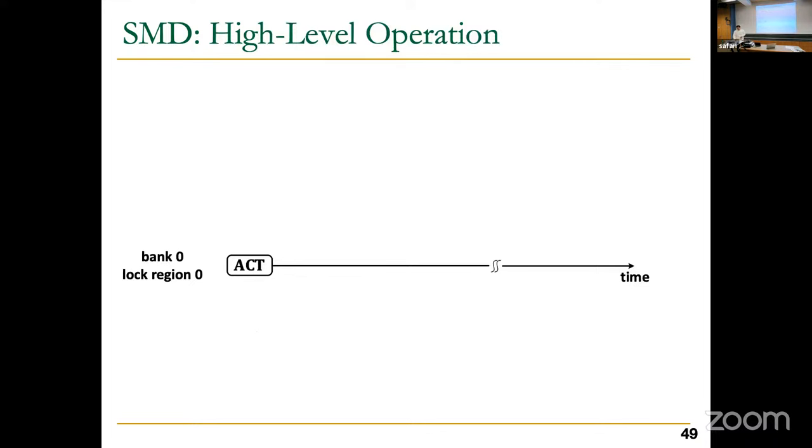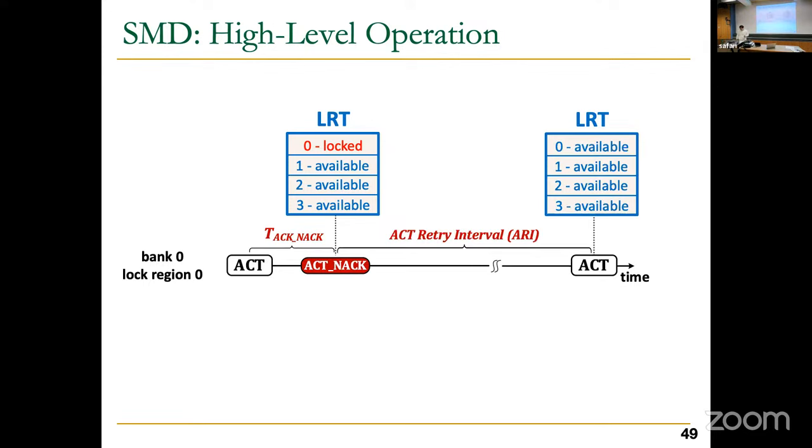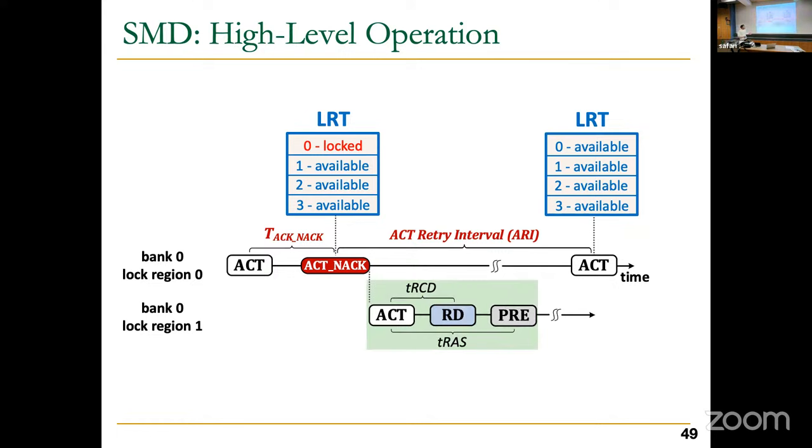This is a slide describing the high-level operation of SMD. We want to send the activate command to bank zero and lock region zero. Now that region is locked, so the DRAM chip will respond with an ACT-NACK signal. And after a predetermined retry interval, the memory controller will send an activate command again to the same lock region, assuming that it's no longer under maintenance. Now, while this is going on, other banks and other lock regions can perform these activate operations. So basically, the memory controller can parallelize accesses with maintenance operations because the other lock regions that are not under maintenance can receive these regular DRAM commands.